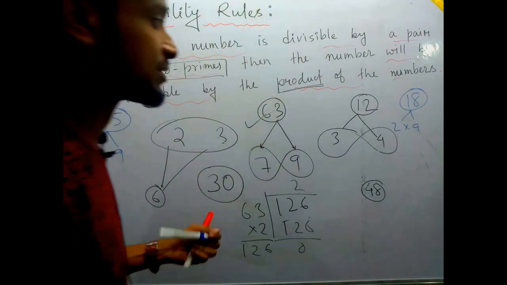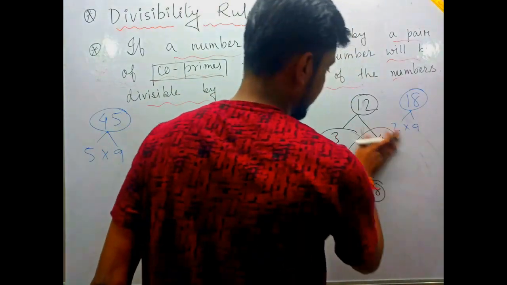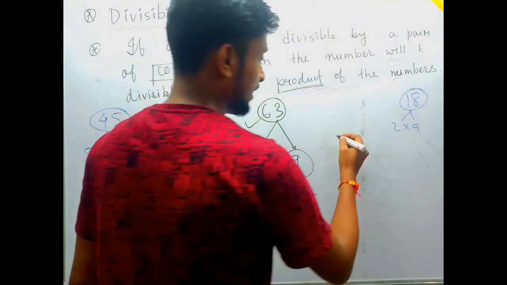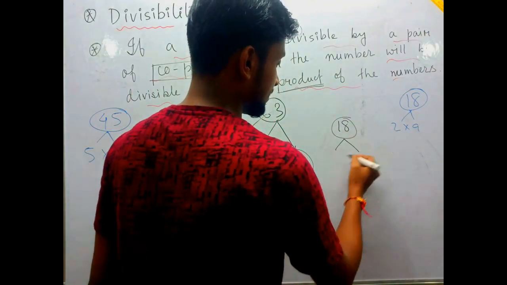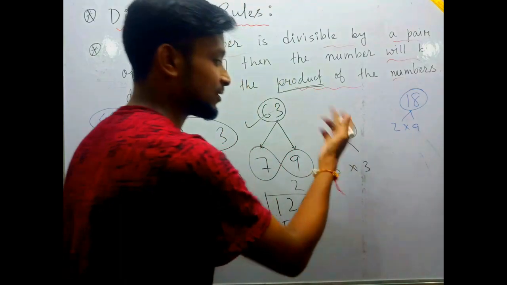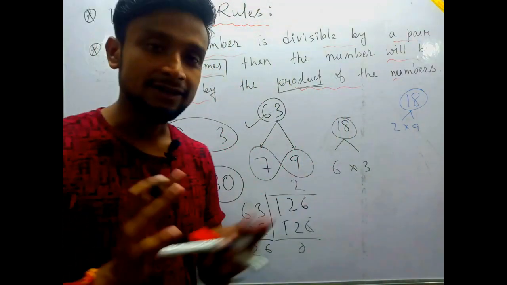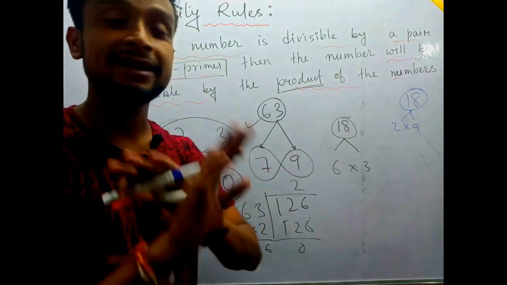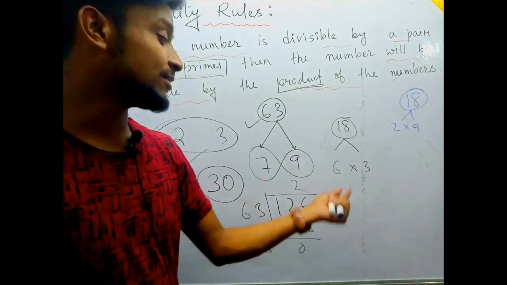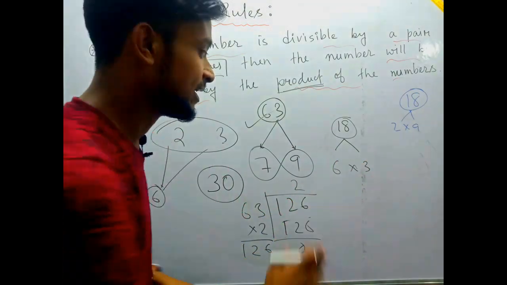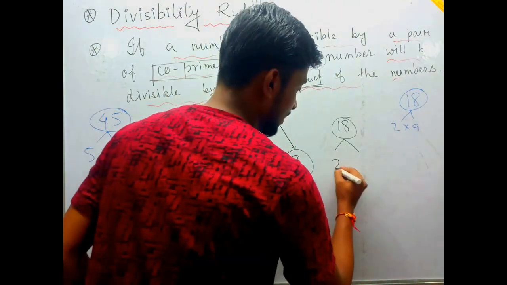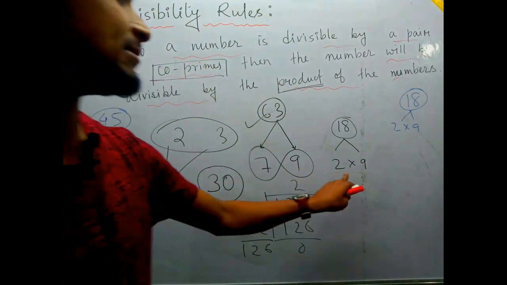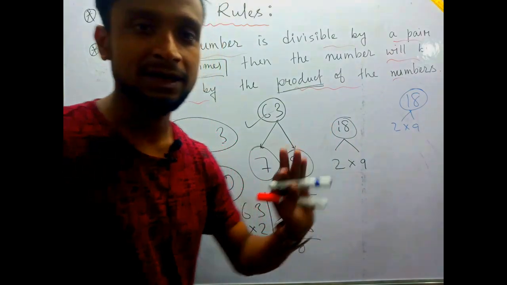Now let me ask you something. Will a number be divisible by 18 if the number is divisible by both 6 and 3? 6 times 3 is also 18. Yes, but all numbers divisible by 6 and 3 need not be divisible by 18. Why? Because 3 and 6 are not co-primes. So the two numbers must be co-prime. Numbers that are divisible by 2 and 9 can be divided by 18. Clear? Yes, I guess.